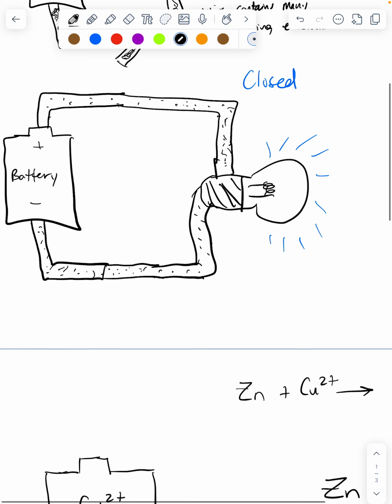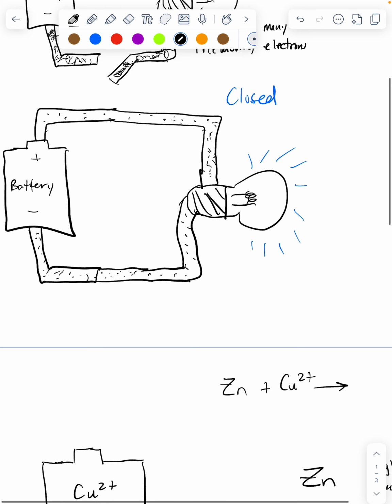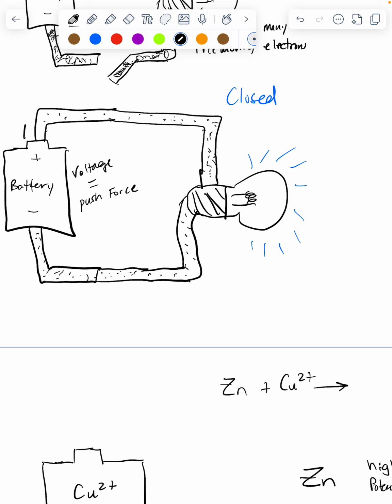Okay, then what happens when we close it is that the battery provides something called a voltage. And one of the best ways to think about a voltage is that it provides a push force. It's a push force on the electrons. So there's going to be a push in this direction on the charges in this circuit.